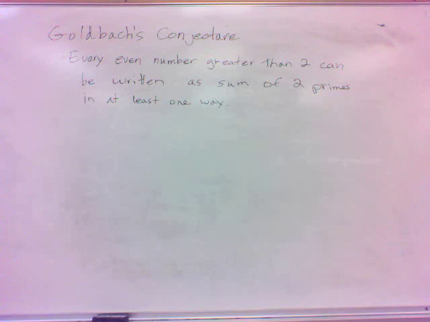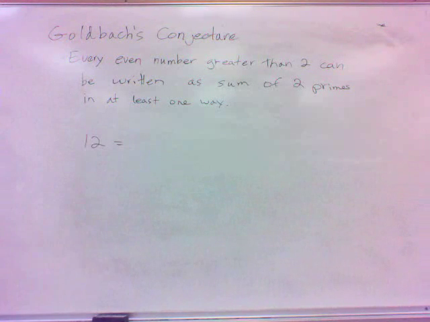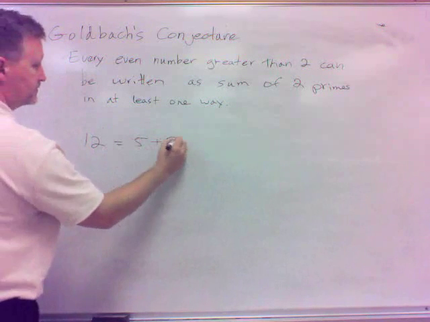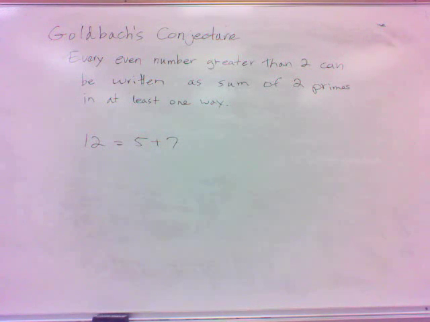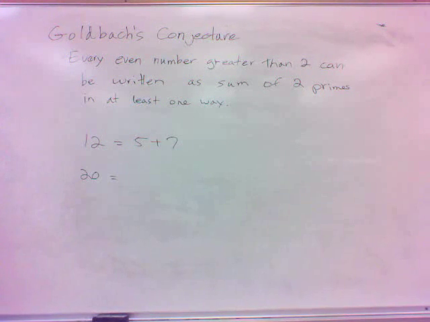All right, so for example, 12. I can write 12 as 5 plus 7, couldn't I? So there's a way to do that one. Okay? What about 20? Could I write 20 as a sum of 2 primes? Think of one. 13 and 7? 7 and 13? Sure could. Okay? So we can do that for every even number.